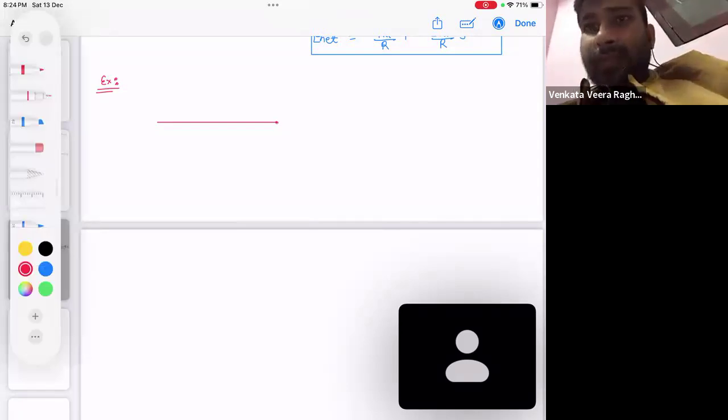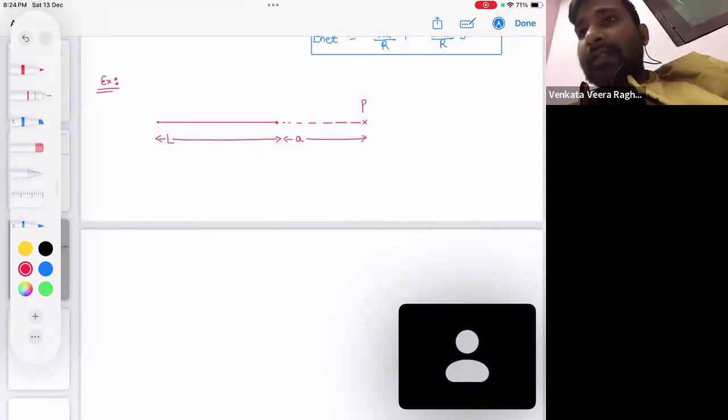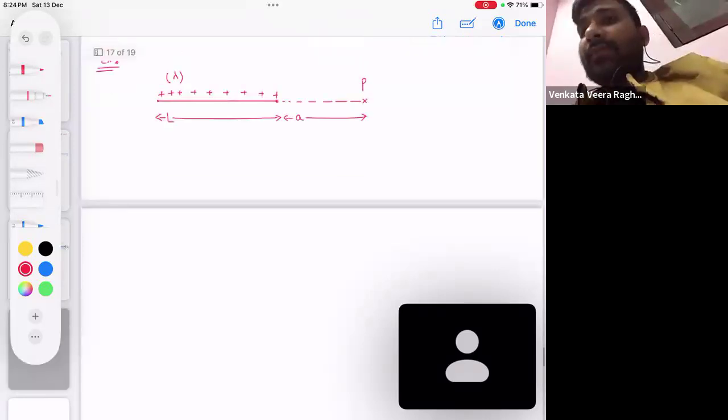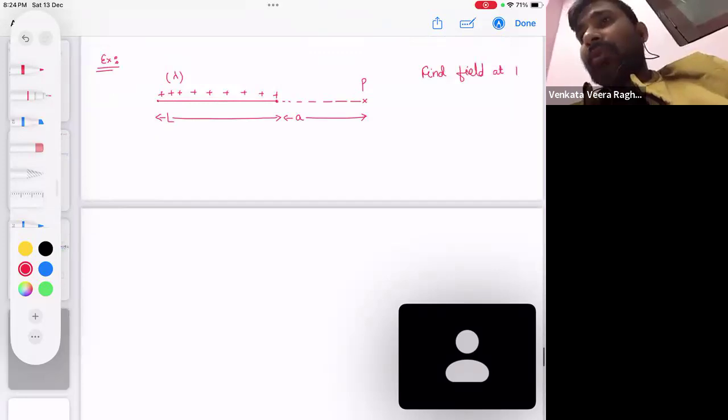Okay, so this is the length of the wire, given as L, and the point is lying somewhere here. This is the point P, and let's take that point P is at some distance A, and this has a uniform charge distribution of lambda. You have to tell what is the field at point P. Find the field at point P one more time.